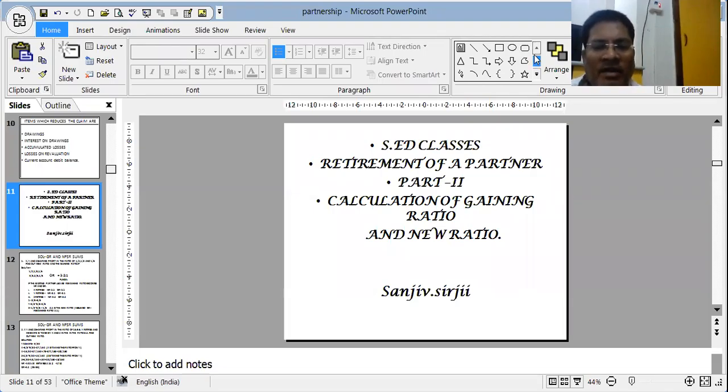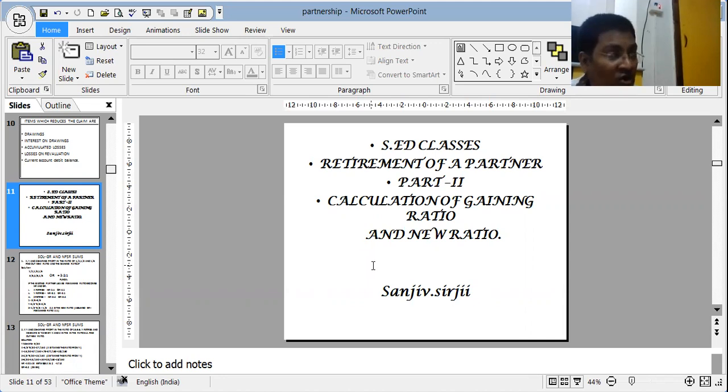Now we will be understanding calculation of gaining ratio and new ratio. Now when a partner, this is not admission, this is retirement. When a partner is retiring, then the ratio changes among the existing partners. The same cake which was first distributed among three partners, 33.33% each, or one third each, is now shared, if nothing has changed, 50% each, half they will have.